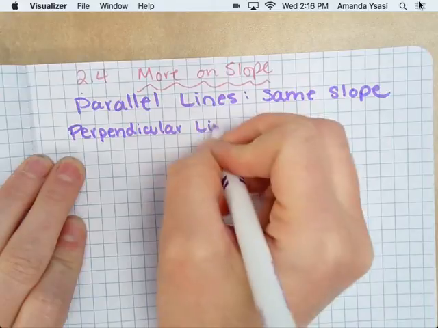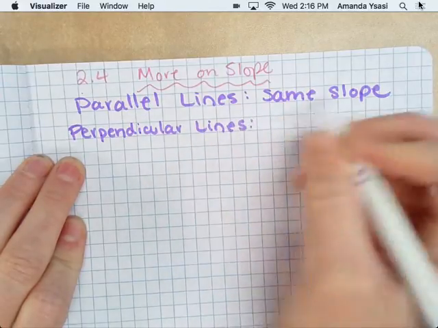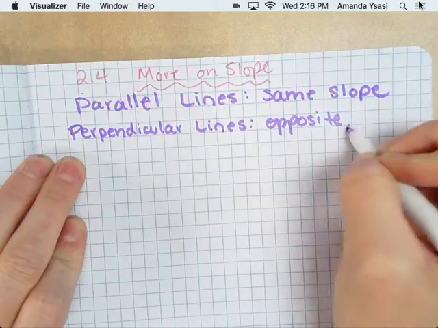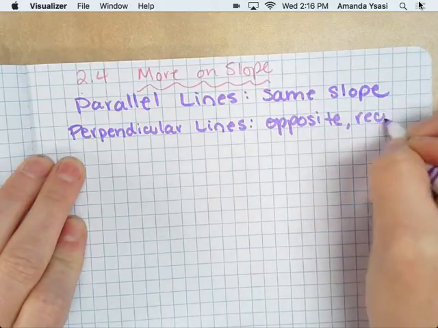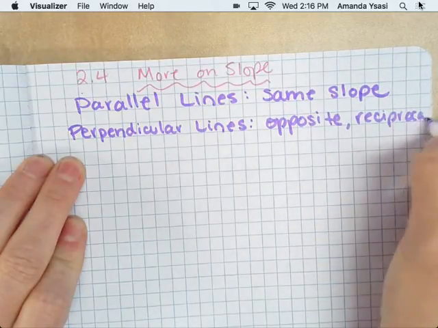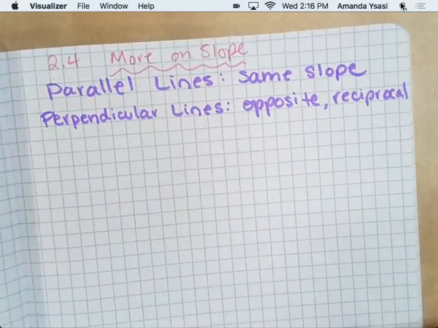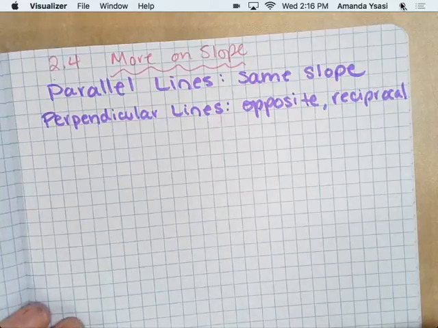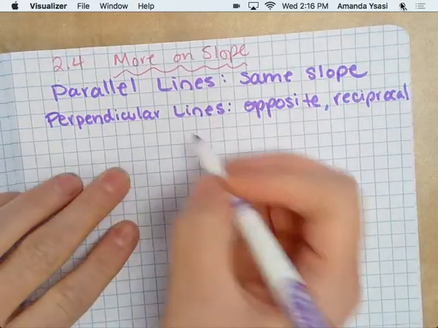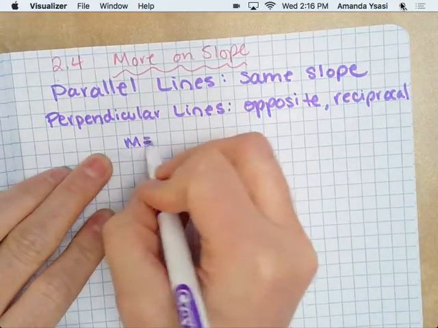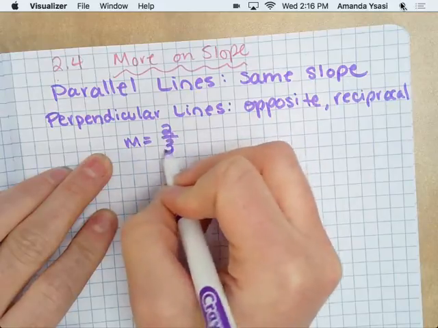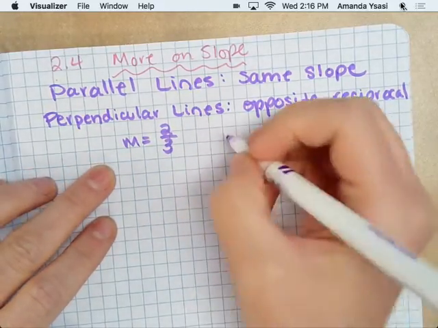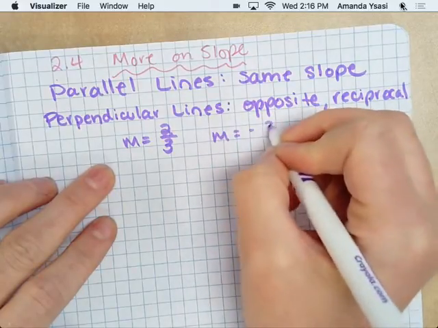And then perpendicular lines, yeah, opposite or negative reciprocal. And reciprocal would be, let's say our first one is 2/3, then a negative or an opposite reciprocal would be -3/2.